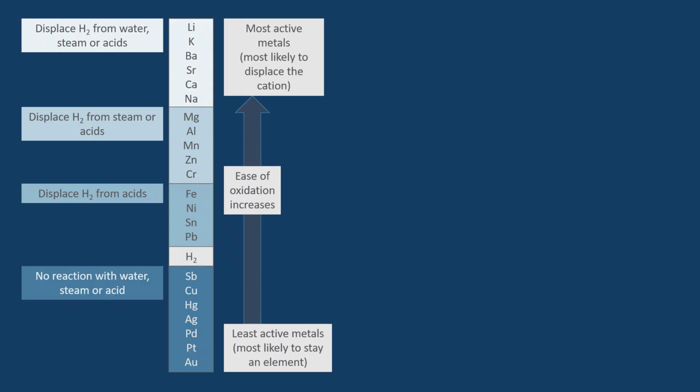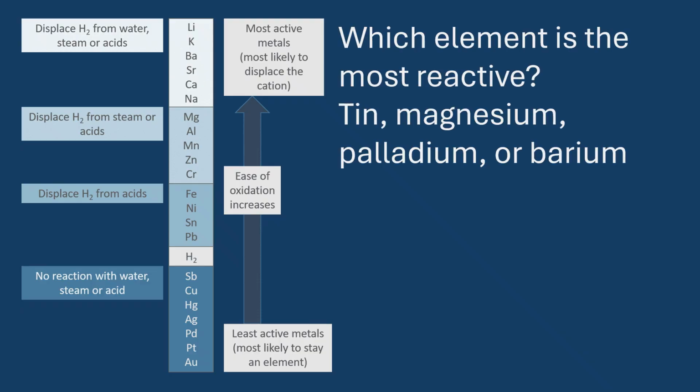There are quite a few ways to use this series to predict reactivity. You could just be given a list of metals and asked which is the most reactive. In that case, you would simply find all of the metals on your list and choose the one that's closest to the top. For this list, barium would win.